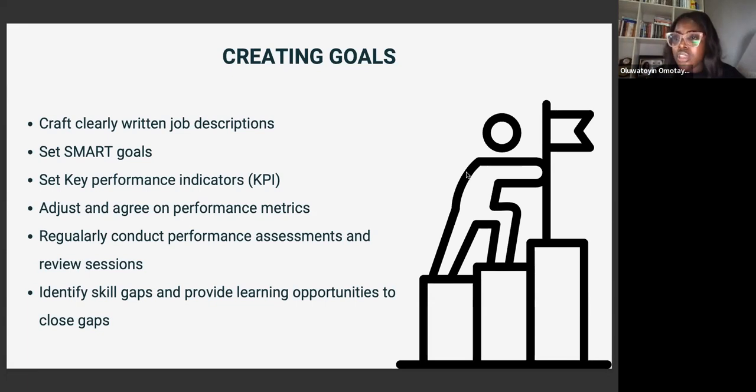How have you done in the past 1 month? What are the challenges that you faced on your job? What are the resources that you need? How can we help you do better on your job? So those are things that you must have in conversation, giving them feedback on their performance as well.